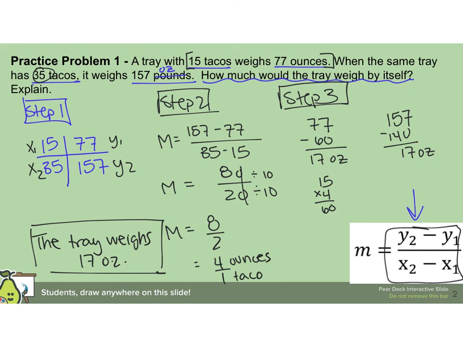You're going to have 2 more questions like this to work through. It's going to be the same steps. Find your points, find your rate of change, subtract the weight of the item from the weight of your tray or your box or whatever, to get that by itself. So see how you do, and then you'll be able to check your work.